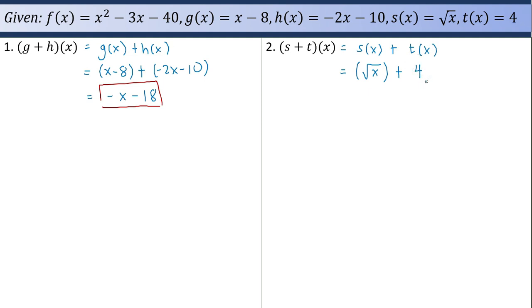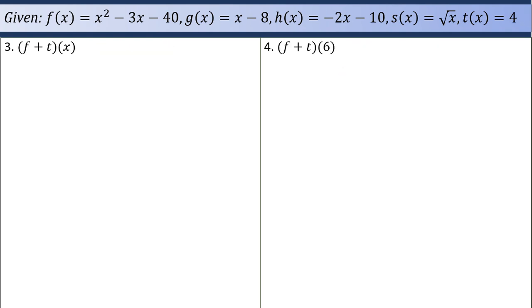So 4 is a constant while square root of x is a radical. So hindi sila similar terms. Therefore, hindi natin sila pwedeng mapagsama in just one term. Therefore, s plus t of x is just equal to the square root of x plus 4.